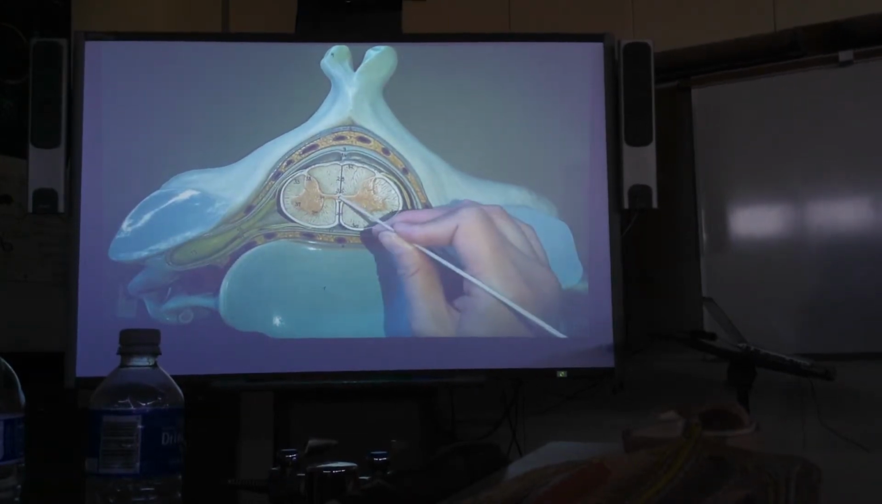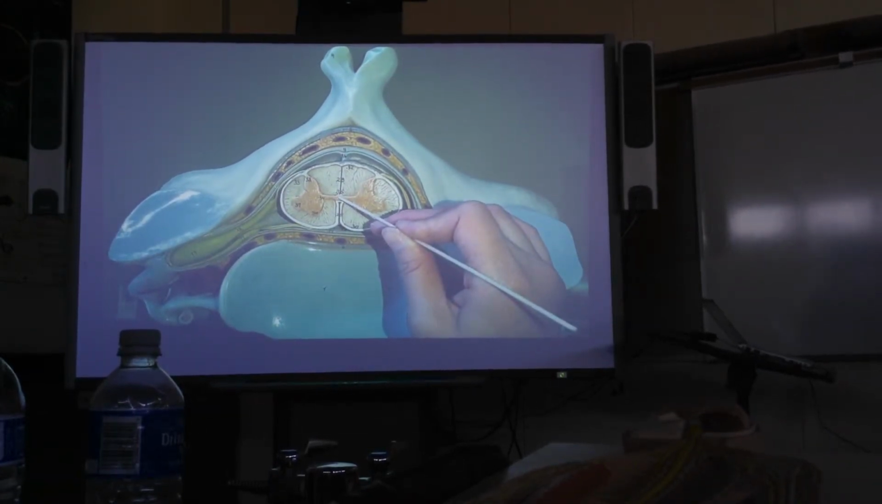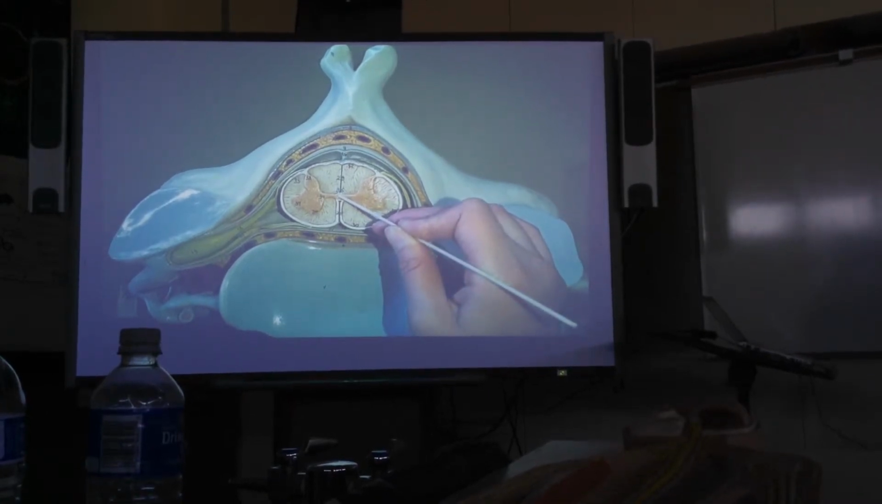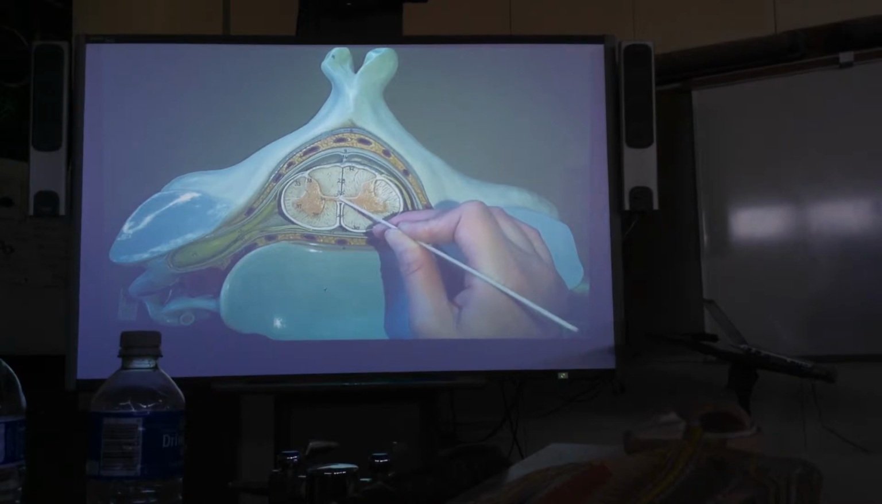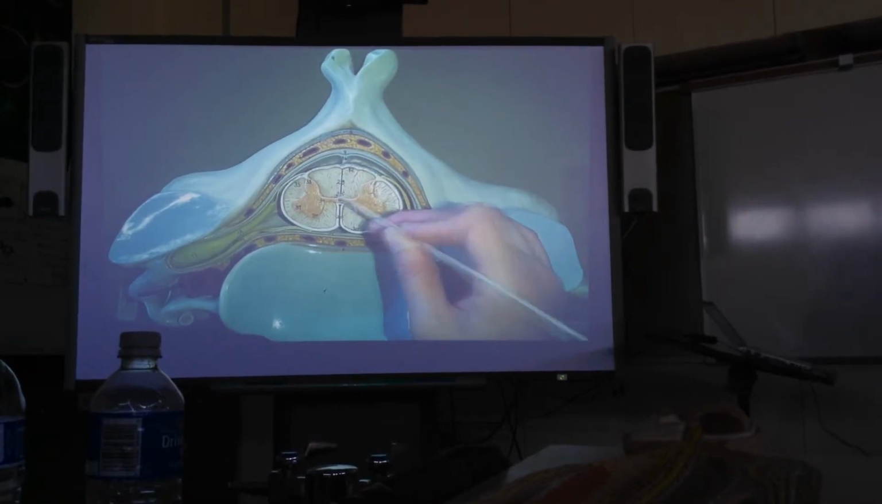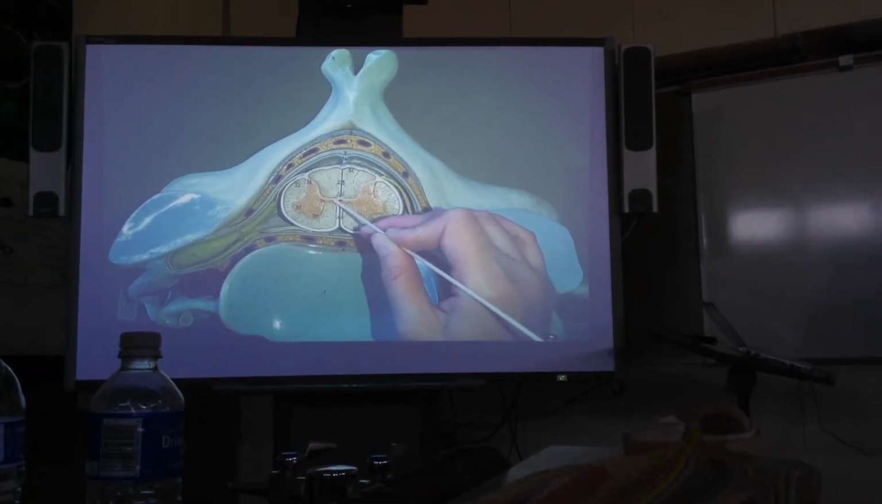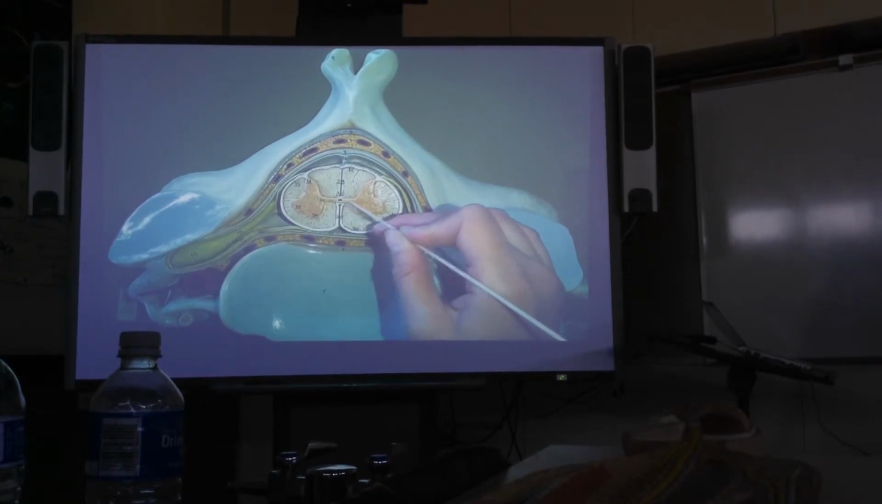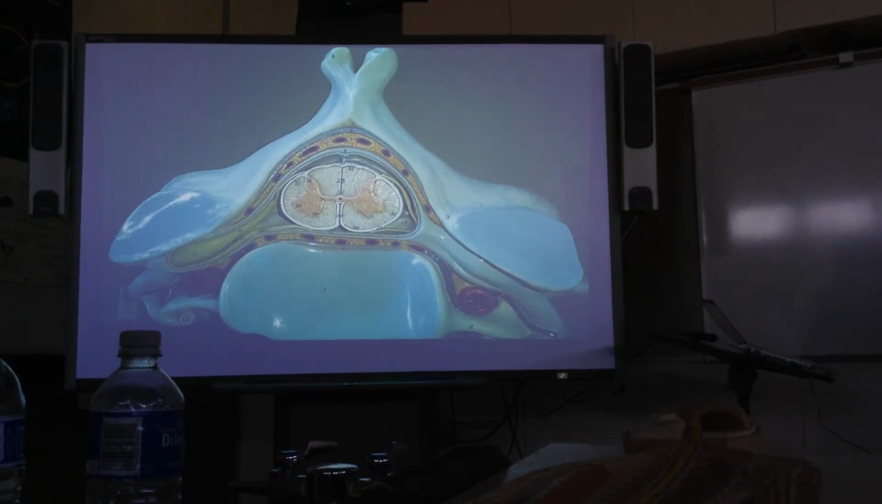Okay. Name this structure right in the middle. Central canal. Good. The central canal carries all the CSF up and down the spinal cord. All right. Name this gray matter right around the central canal. Gray commissure. Good.